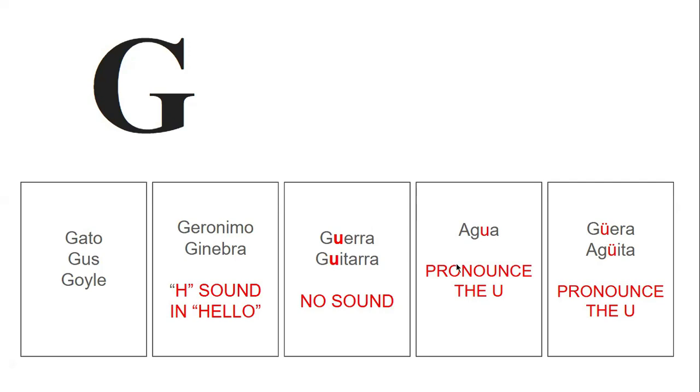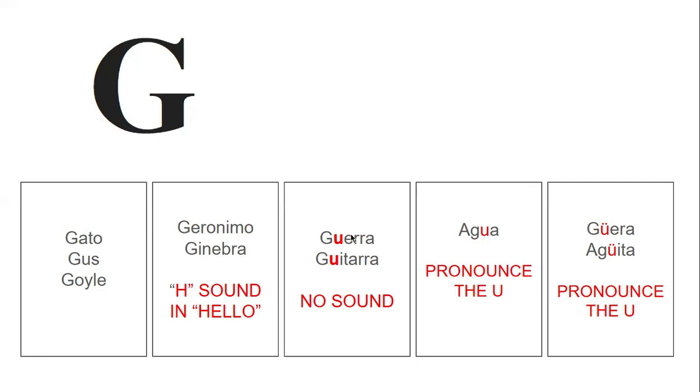When do we pronounce the u? We can pronounce the u when we have it between the g and the a or o vowels. In this case, we pronounce the u: agua. Pronounce the u when you have these vowels, a and o. Well, it's not possible to have two u's, but a and o, okay?